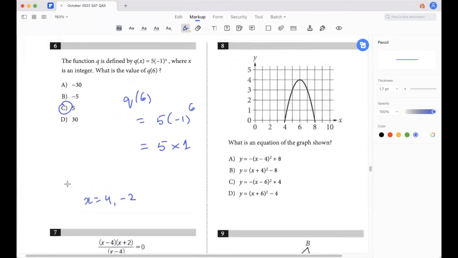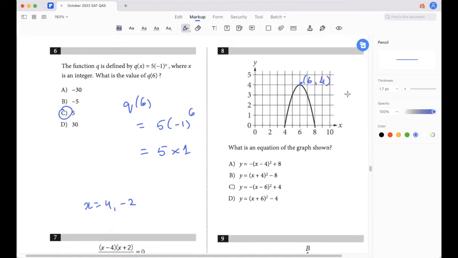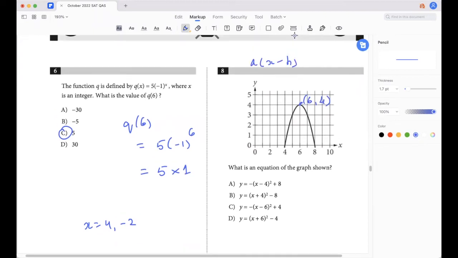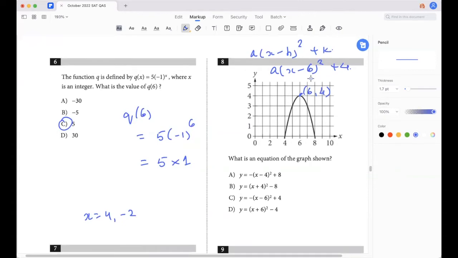What is an equation of the graph shown? So the vertex here is 6, 4, right? So the vertex form of the graph is a times x minus h whole squared plus k. So it will be a times x minus 6 whole squared plus 4, right? And because it's a graph that opens downward, a has to be negative. So minus 1. So minus x minus 6 whole squared plus 4, option C.